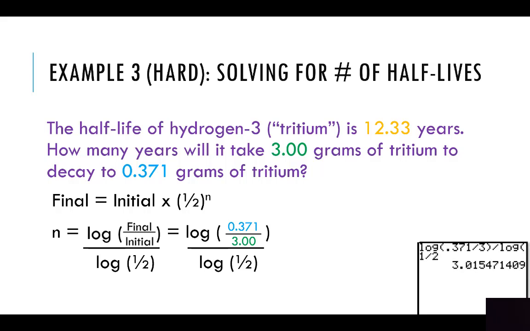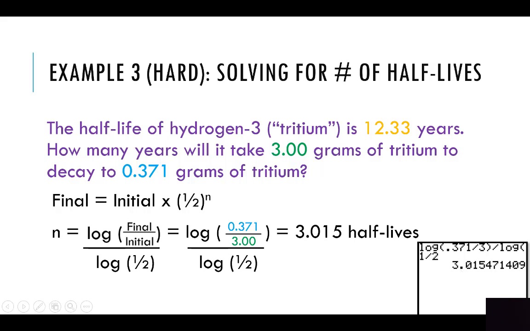So we see log of our 0.371 over 3 in the top. Don't forget to close that parentheses, very important. Then we hit divide, and what's in the bottom? Log of 1/2. And we get 3.015, somewhere around there, 3.015 half-lives.